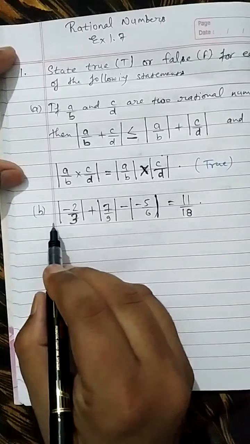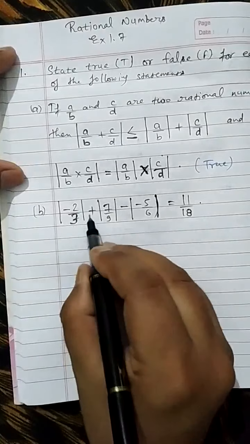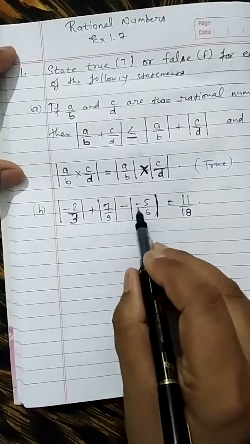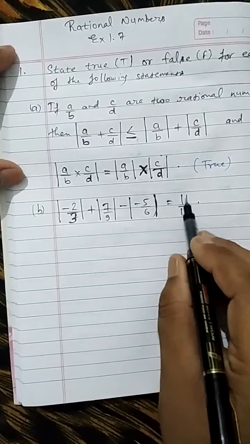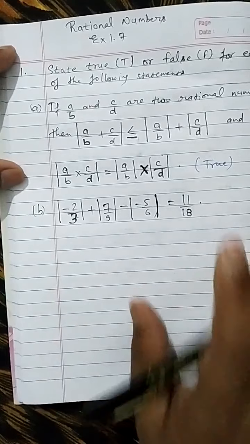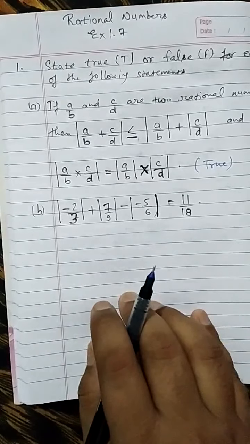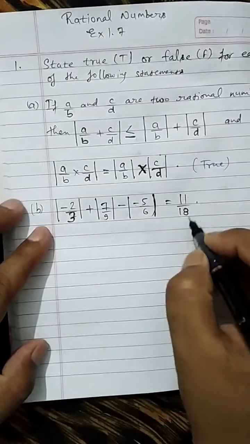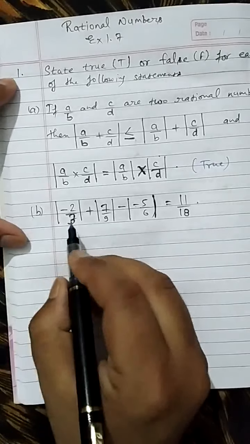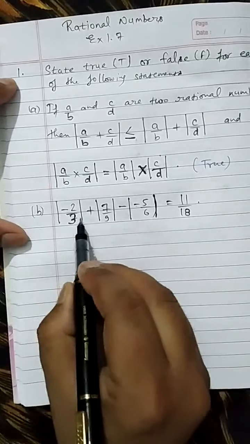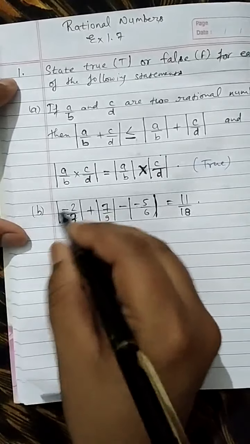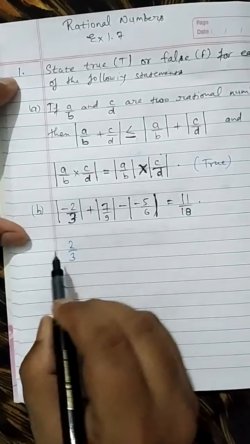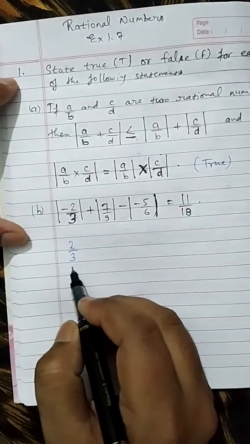B part: the absolute value of minus 2 upon 3 plus 7 upon 9 minus the absolute value of minus 5 upon 6 equals 11 upon 18. We cannot directly guess that this question gives the solution 11 upon 18, so we have to solve it. As I have told you, coming out of absolute sign means writing the number without a negative sign. So minus 2 upon 3 when it comes out of absolute sign gives you 2 upon 3.